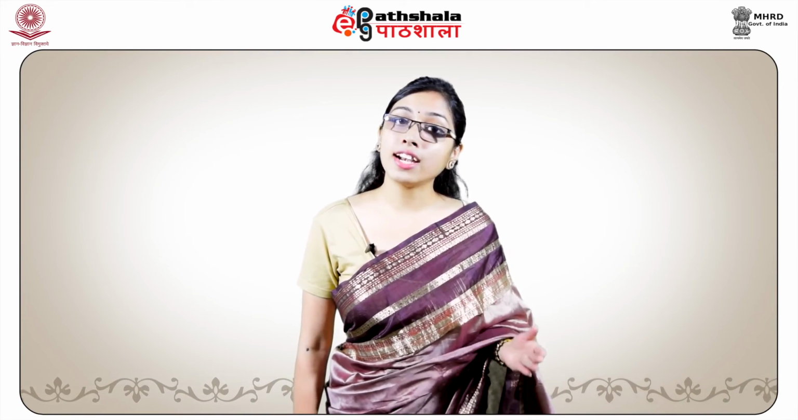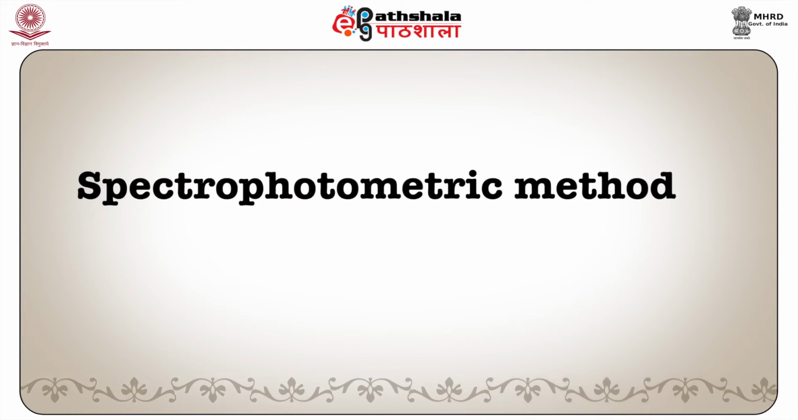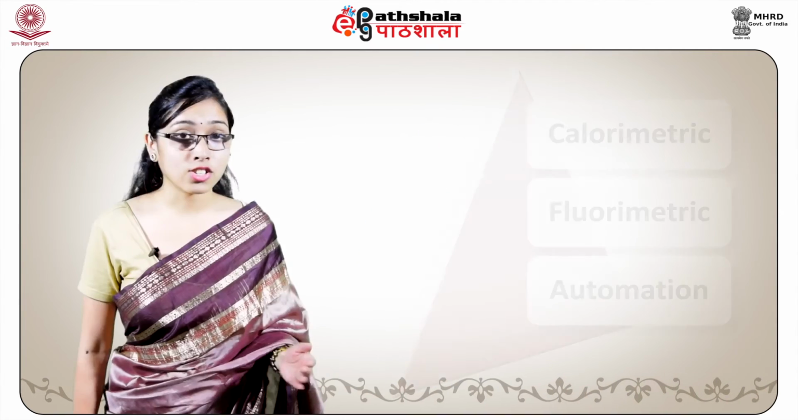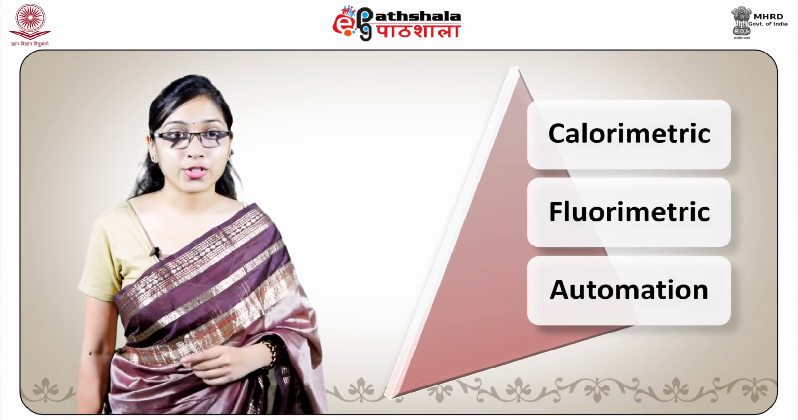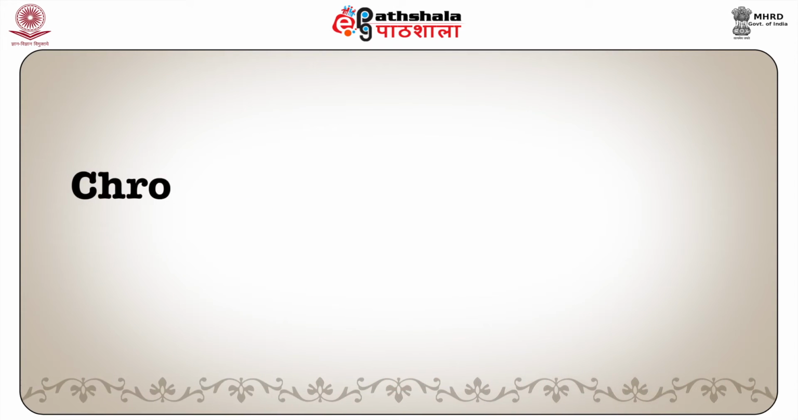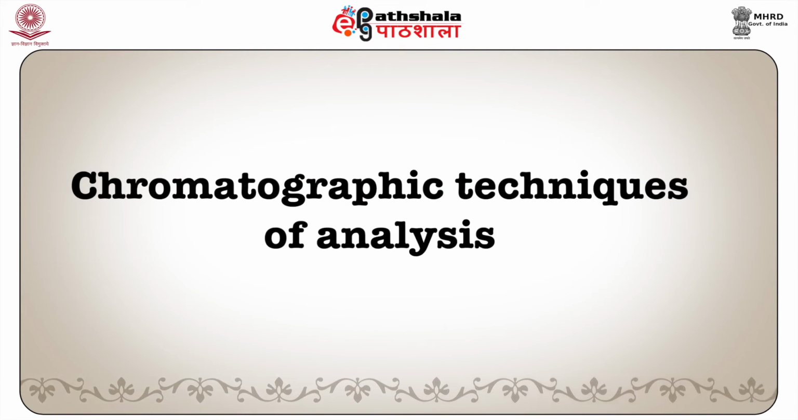The analytical techniques for the detection of poison, drugs and various chemicals are more dependable and satisfactory than the usual chemical and biochemical methods. The common analytical techniques employed in toxicological analysis are, first, the spectrophotometric method of analysis, which is based on the absorbance or transmission of light from a color reaction at a specific wavelength. It includes various techniques such as colorimetry, fluorimetry and automation. Next is the chromatographic techniques of analysis.